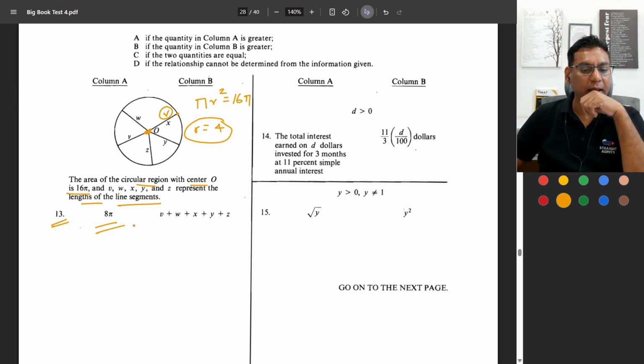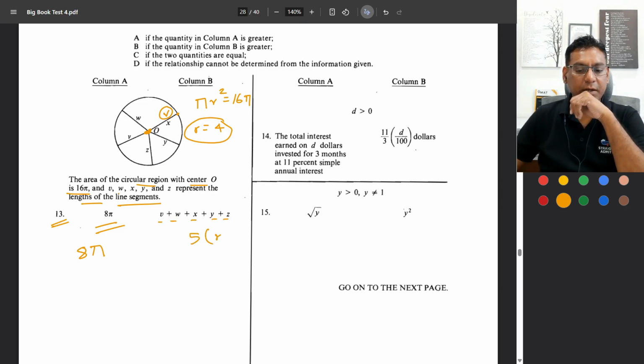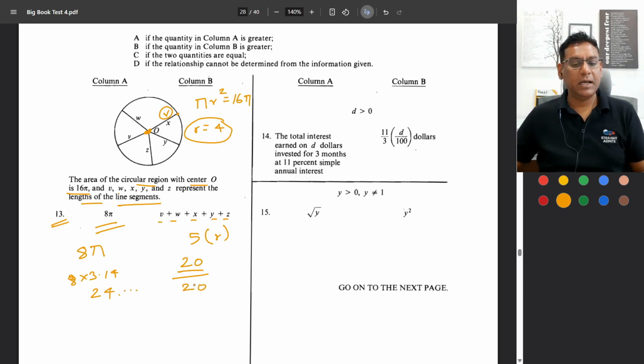So what do I have here? 8 pi. So this is 8 pi, and I have 1, 2, 3, 4, 5. 5 times the radius, so that is 20. So this is 20, and 8 pi is going to be 8 into 3.14. So this is going to be something like 24 point something, or more than 24. Here I have 20. Answer choice A.